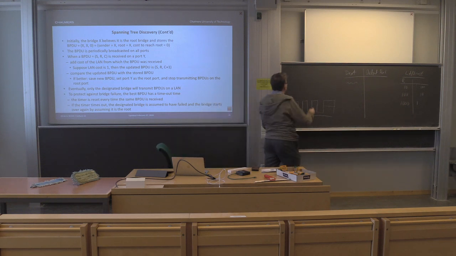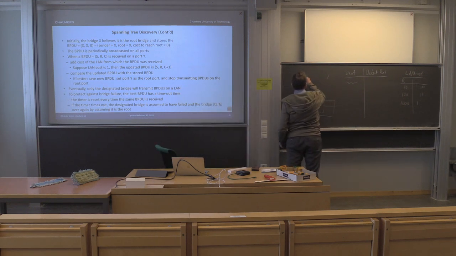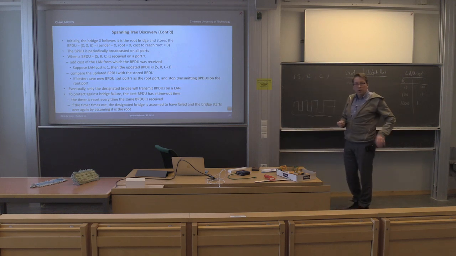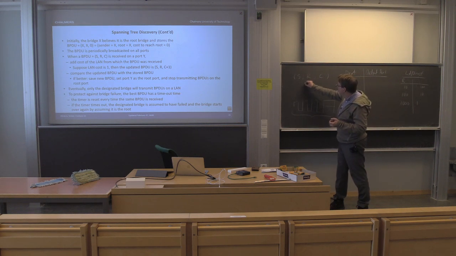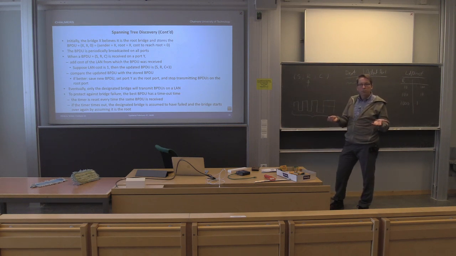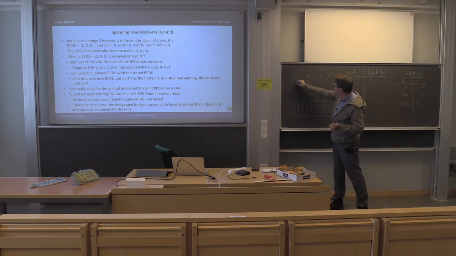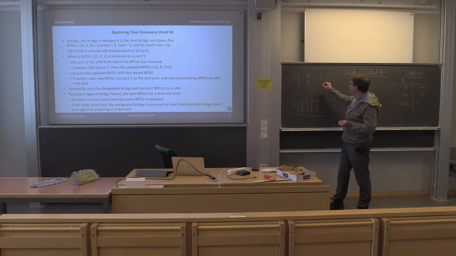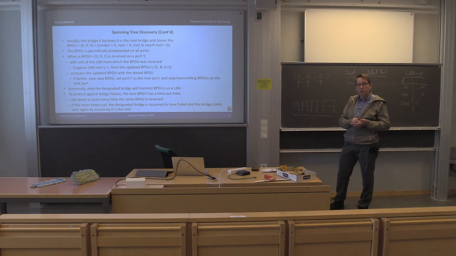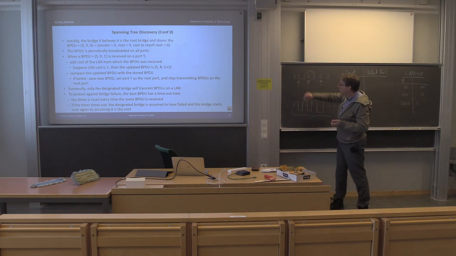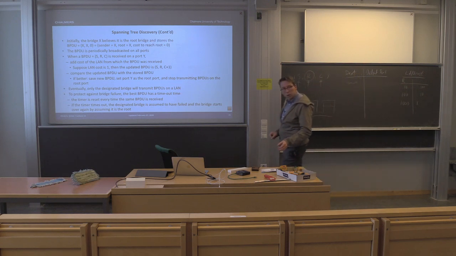Each PDU will be like the sender, the root, and the cost, right? So if we think about it, after we are transmitting all these PDUs to each other, we will converge at the same root ID. Different bridges will of course have different addresses, right? And different costs to the root. But the root ID will be the same for all bridges in the network.